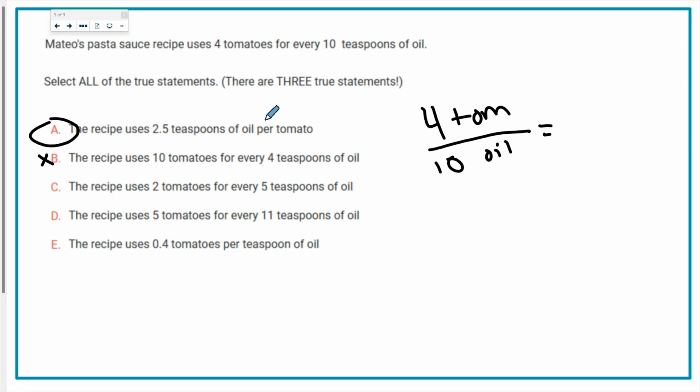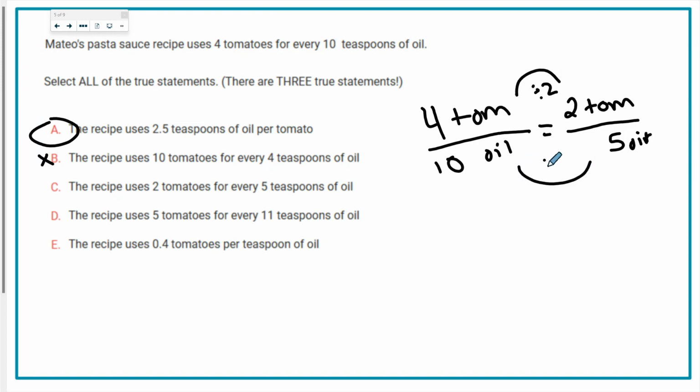All right, the recipe uses 2 tomatoes for every 5 teaspoons of oil. Let's see if that's true. To go from 4 tomatoes down to 2, you divide by 2. And then 10 divided by 2 does give you 5 teaspoons of oil. So C is also true. All right, let's keep going.